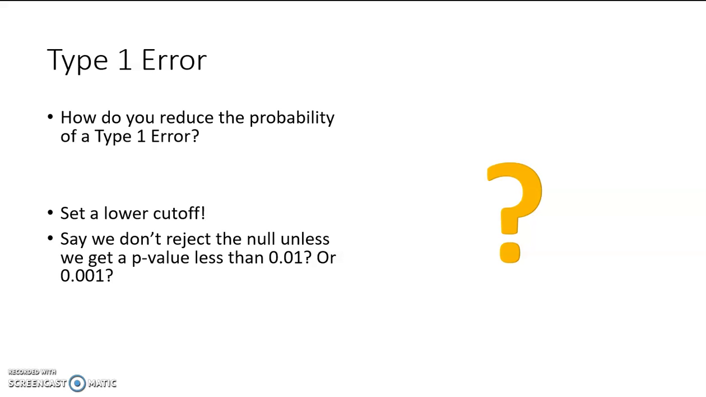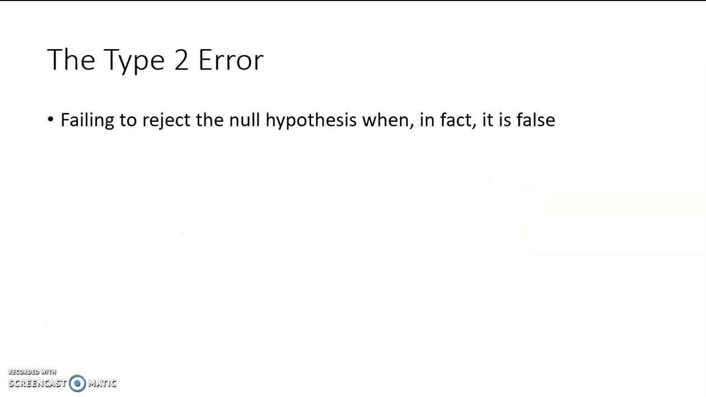Okay, and there are scenarios in which you would want to do this. But maybe you're seeing there could be an issue with this. What if the null hypothesis is in fact false, and we simply fail to reject it because we set too stringent of a cutoff? In the courtroom analogy, this is like letting a guilty person go free. So they're kind of two sides of the same coin. We can reduce our probability of a type 1 error, but at the same time we're going to be increasing our probability of what's called a type 2 error, which is failing to reject the null hypothesis when in fact it is false.